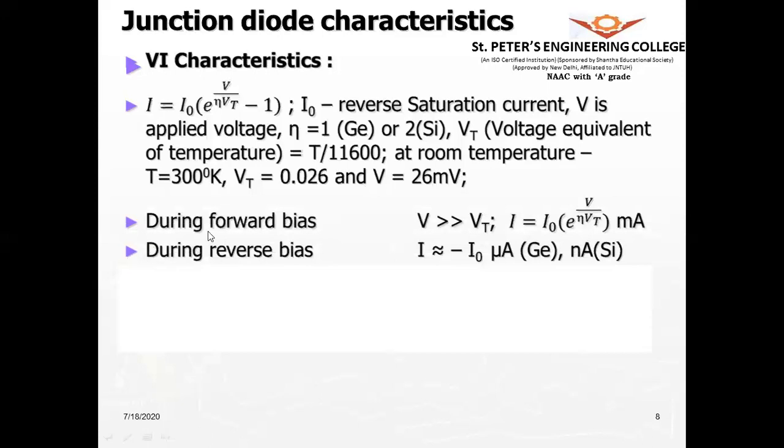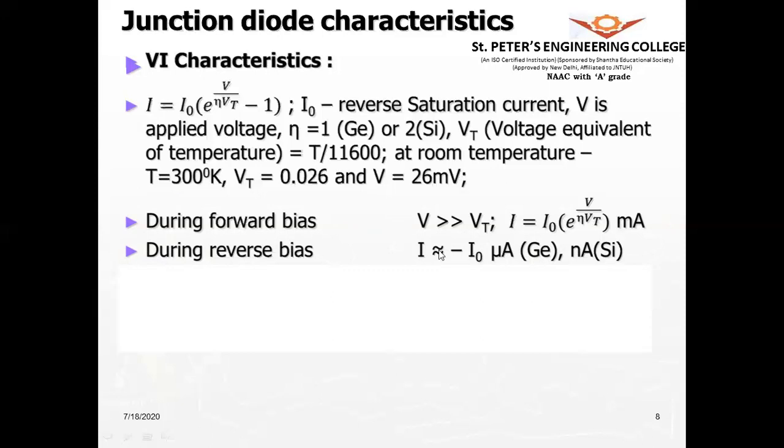All right. So during forward bias, the applied voltage is far greater than this Vt voltage, that is around 26 millivolts. And the current I is in milliamperes, and it is given by I is equal to I naught into e to the power of V by eta times Vt. You can ignore this minus 1 because the current will be very large in the forward bias.